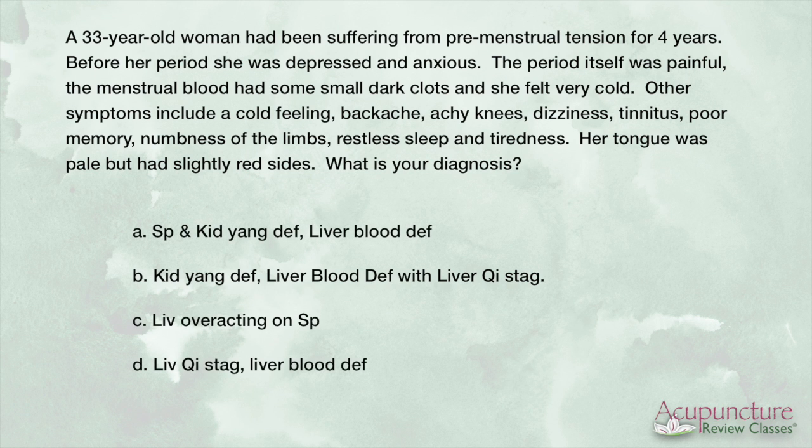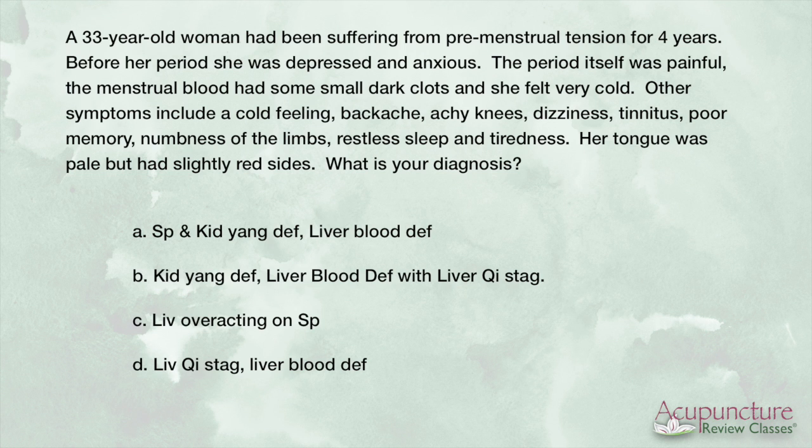All right, so again, we looked at the last sentence. Then we looked at the tongue that was pale with slightly red sides. Then we got rid of A based on that because yang deficiency and liver blood deficiency wouldn't have red sides. As we started to read and we started seeing cold, we decided that we didn't want C and we don't want D because neither of those has the word cold or has yang deficiency. Okay, so that's your answer to number one. Your answer is B as in boy.